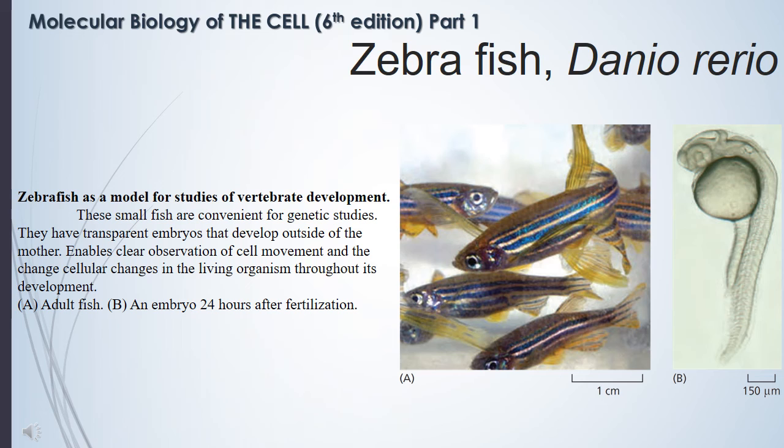Zebrafish is the model for vertebrate development. These are convenient because, first of all, they're transparent, and we can easily see cell movement through the development of the embryo, and the embryo starts developing 24 hours after fertilization. So it is very convenient in terms of time to study a whole course of embryonic development.